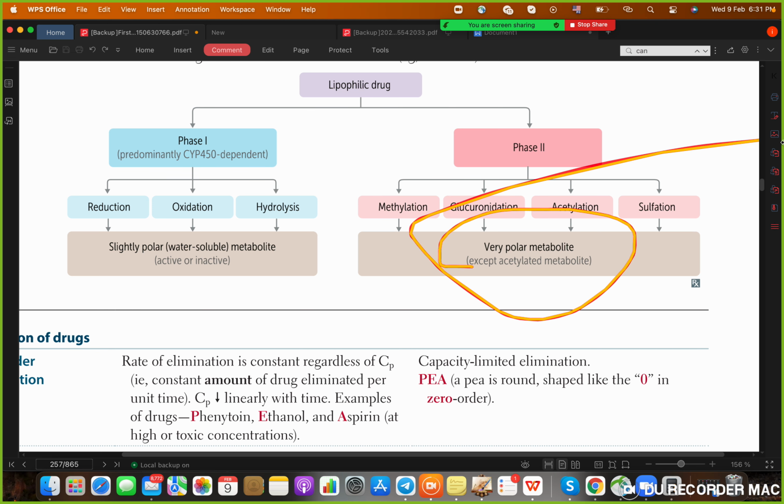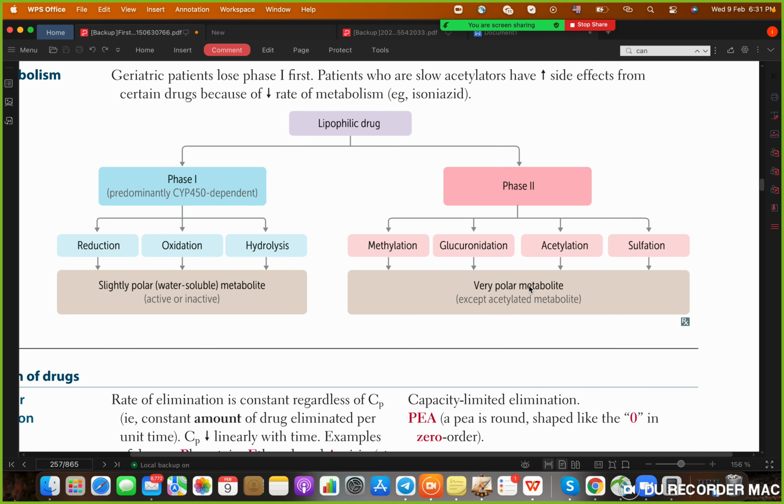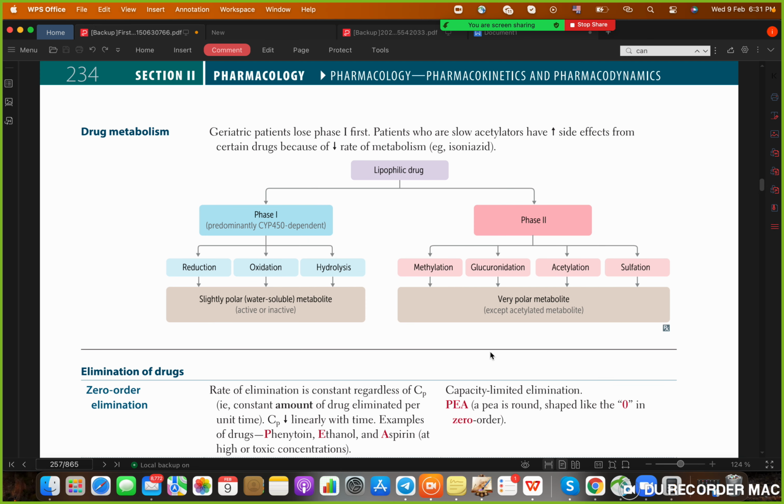So that makes them very polar metabolites, except for acetylation, where the acetylated metabolites actually become, vice versa, less polar. Okay, good. So in general, the main idea of cytochrome P450 is to metabolize the drug, which is going to end up making the drug either less toxic, more toxic, or help remove it from the body by changing its polarity.